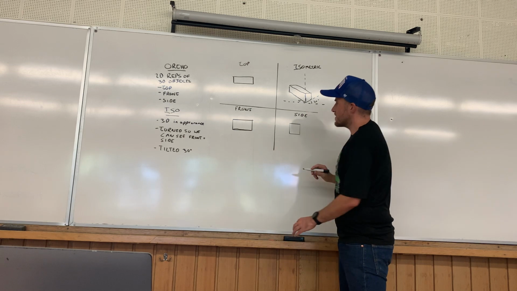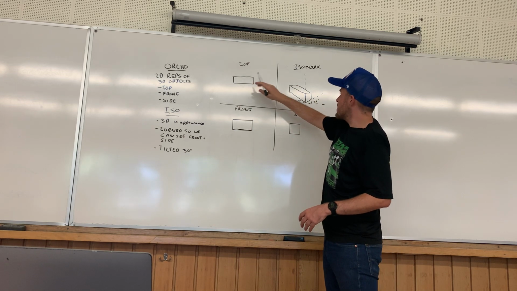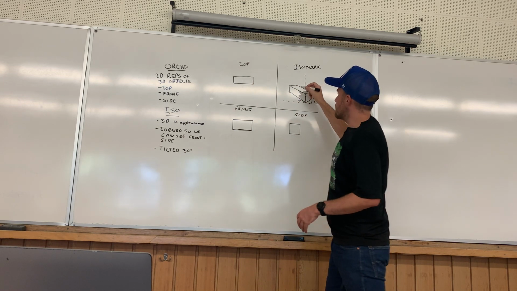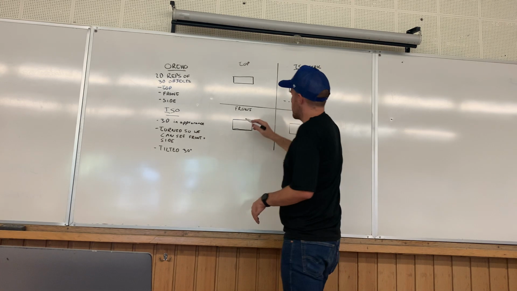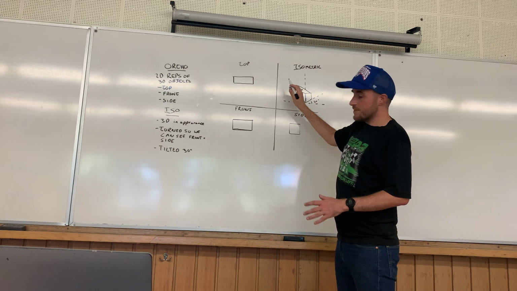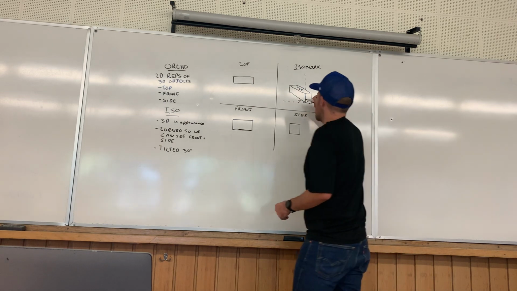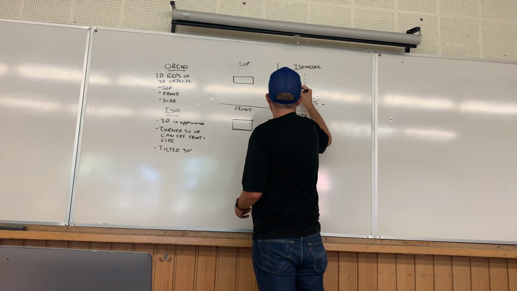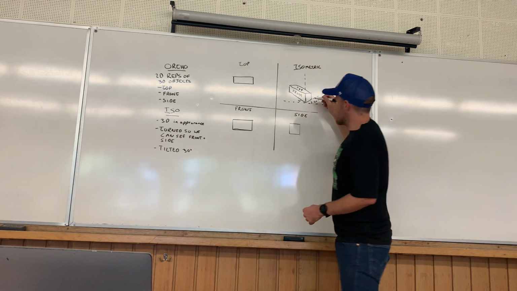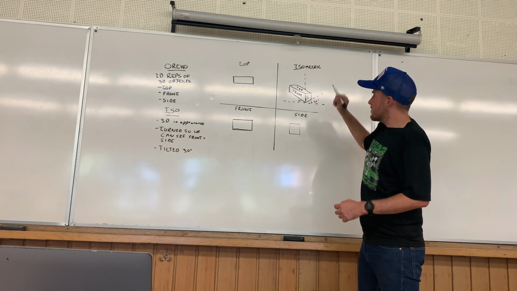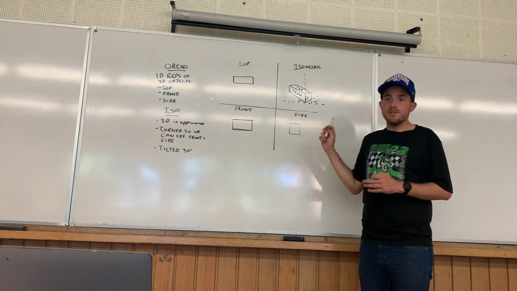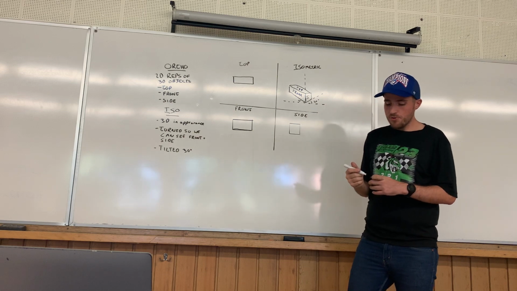So let's identify some of these spots. We have the top right here. The top goes at the top. The front is going to be on our left-hand side here. And the side is going to be on the right-hand side here. So there it is. That's an isometric drawing.